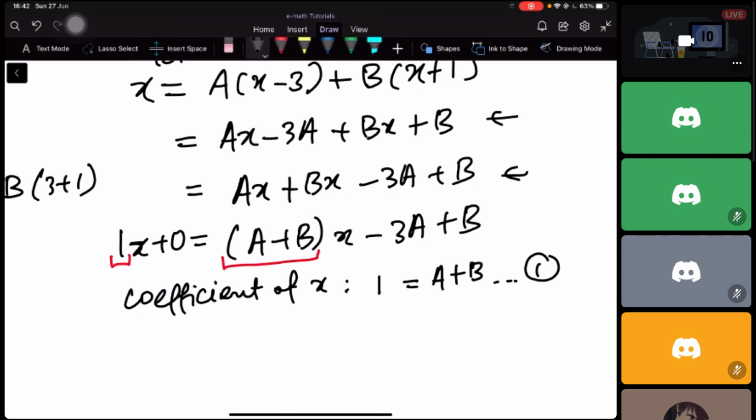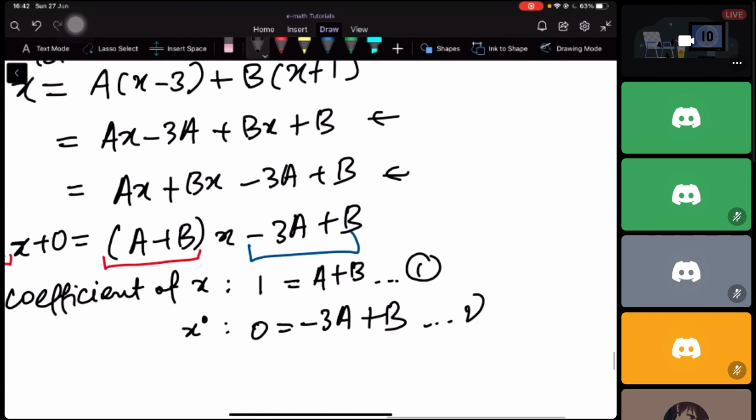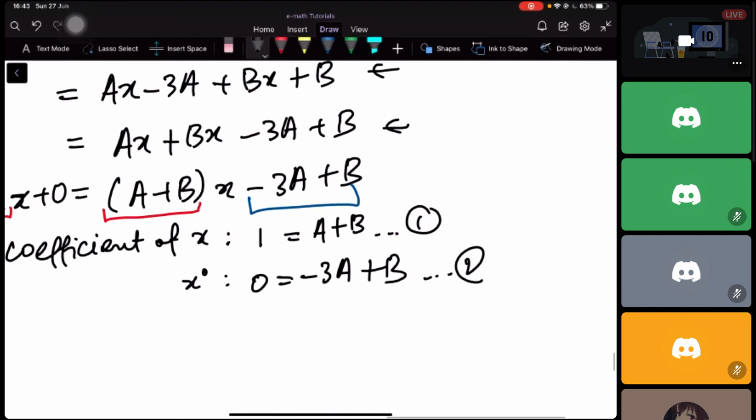When I compare the coefficient of x to the 0, which means the constant, on left hand side it is 0. On right hand side it is negative 3a plus b. This is your equation 2. You have 2 equations now. You have 2 variables, 2 equations. Can you solve? And it is linear some more. Yes, you can solve using form 3 maths is enough.